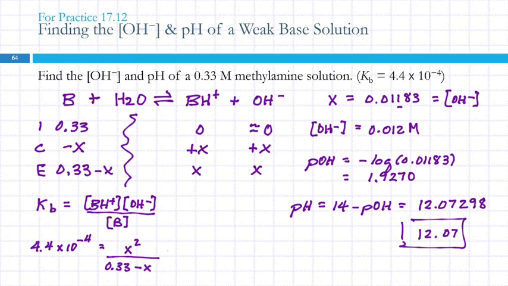Any questions? So the book is going to report 12.08. Close enough. Uncertain digit anyway.